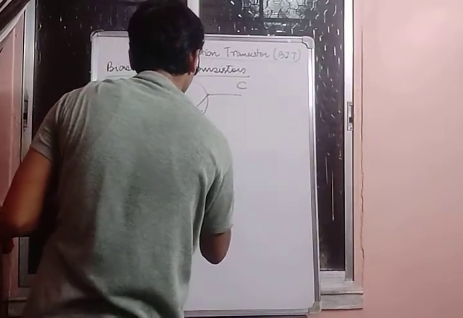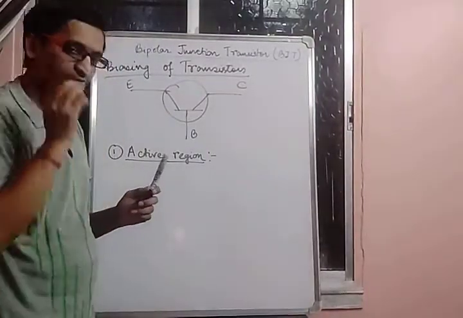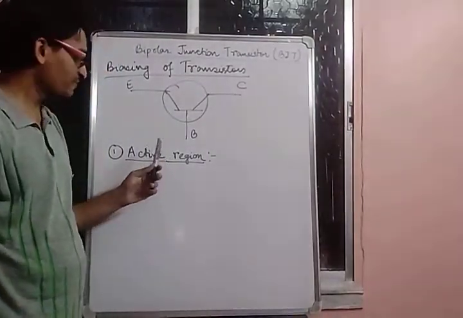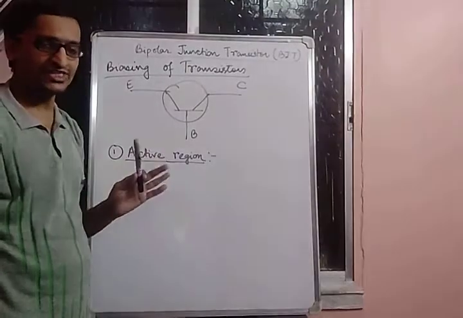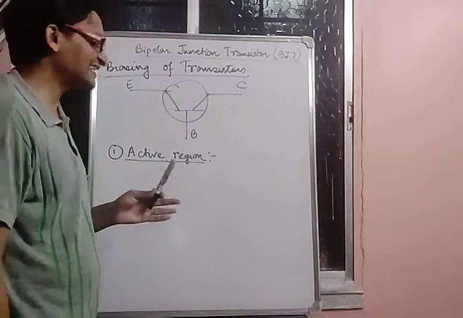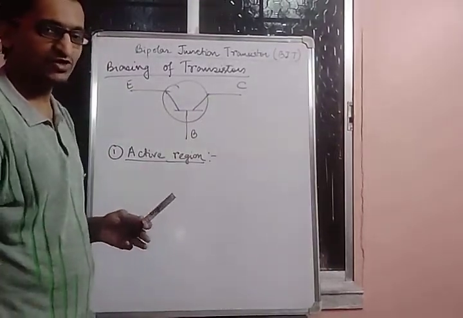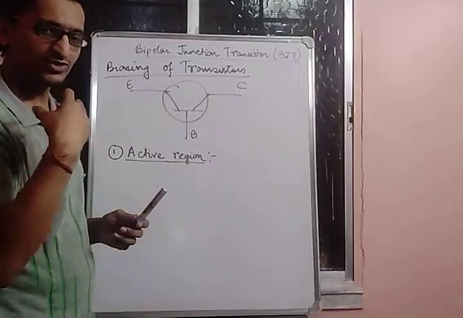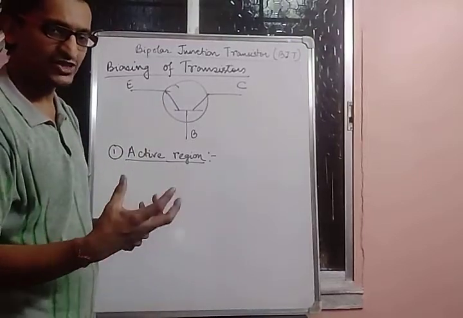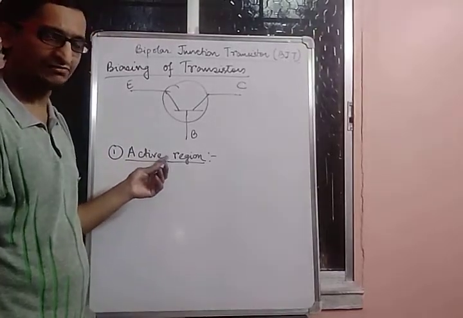Usually transistors are operated in this active region. What is happening in case of an active region? In case of an active region, a transistor is basically used as an amplifier in order to amplify the input signal. In order to have some gain in the magnitude of the input signal, we use this BJT in active region.